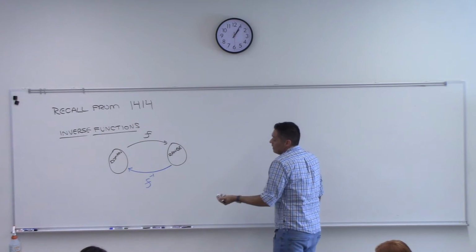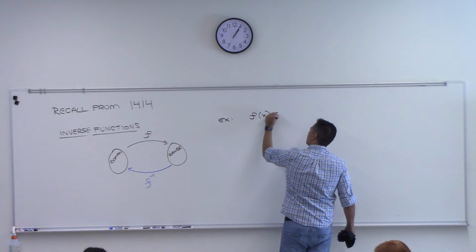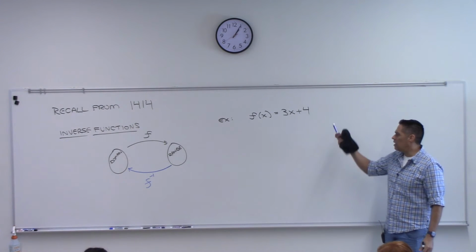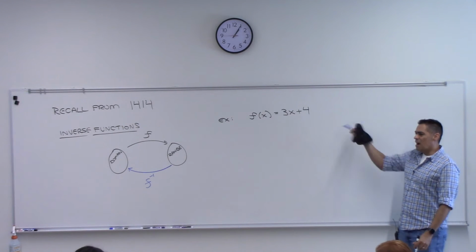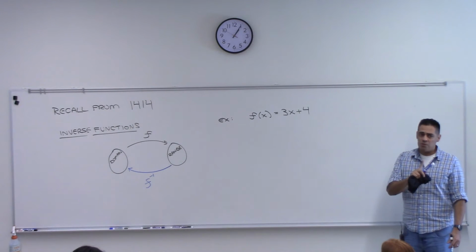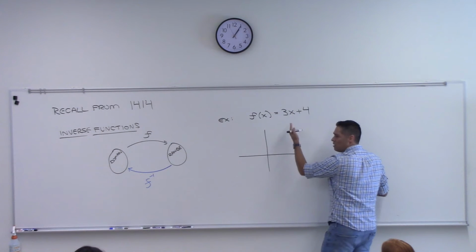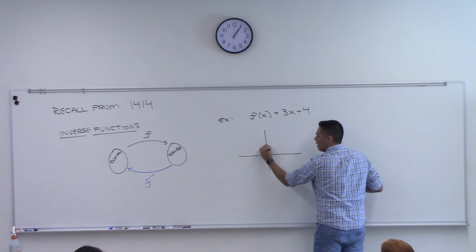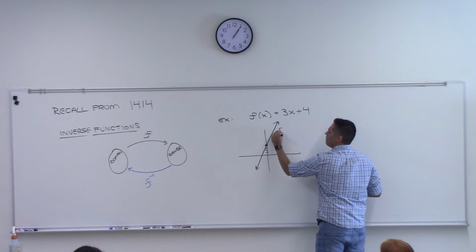So, an example. Let's say we start with the function f of x equals 3x plus 4. That's a linear function from college algebra. Very simple function, right? Is there a function that basically undoes that function? Does it have an inverse? So we can look at it a couple of ways. First way we look at it is visually. If we graph that function, we know it's a line. It has a y-intercept of 4 and a slope of 3. Something like that. That's the graph of that function f.